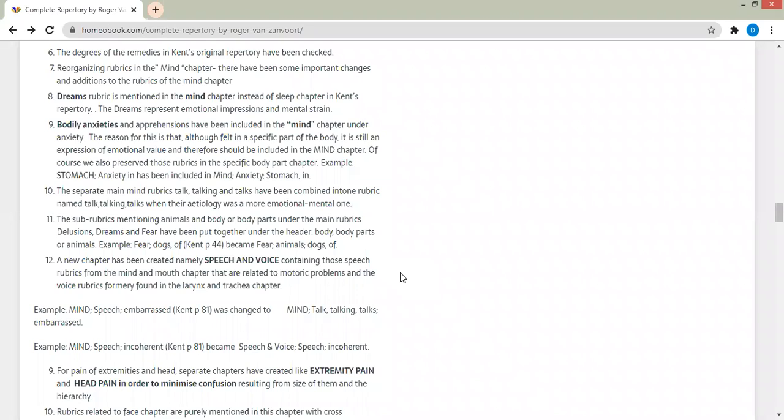So in this repertory, in complete repertory, the dream rubric was mentioned in the mind chapter, whereas we found the dream rubric in the sleep chapter in Kent repertory. So in complete repertory, the dream rubric was included in the mind section. Then bodily anxieties and apprehensions have been included in the mind.